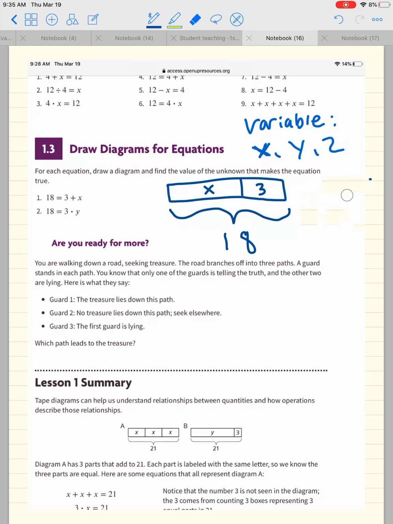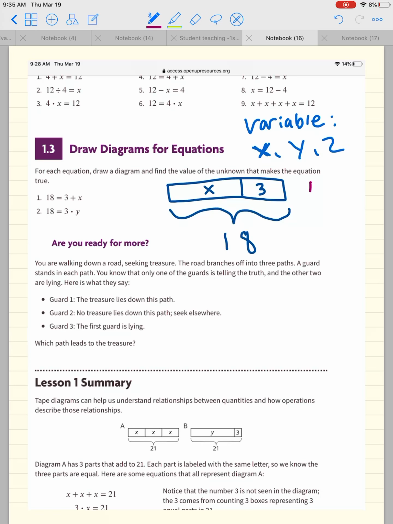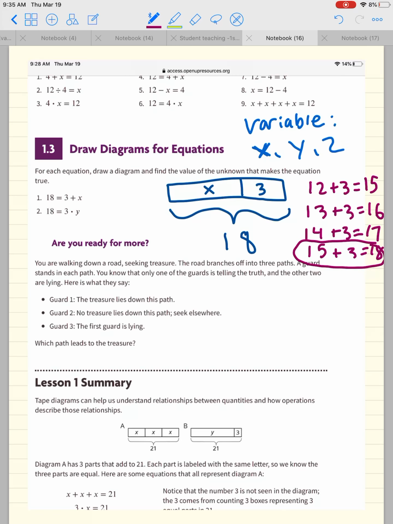Another way you could figure it out is you could guess and check. Okay, let's see. A guess could be 12. 12 plus 3 equals 15. Okay, that doesn't work. What about 13? 13 plus 3 equals 16. We're getting closer. 14 plus 3 equals 17. Almost there. 15 plus 3 equals 18. So this is the equation that gets us to 18, and so 15 must be the answer.